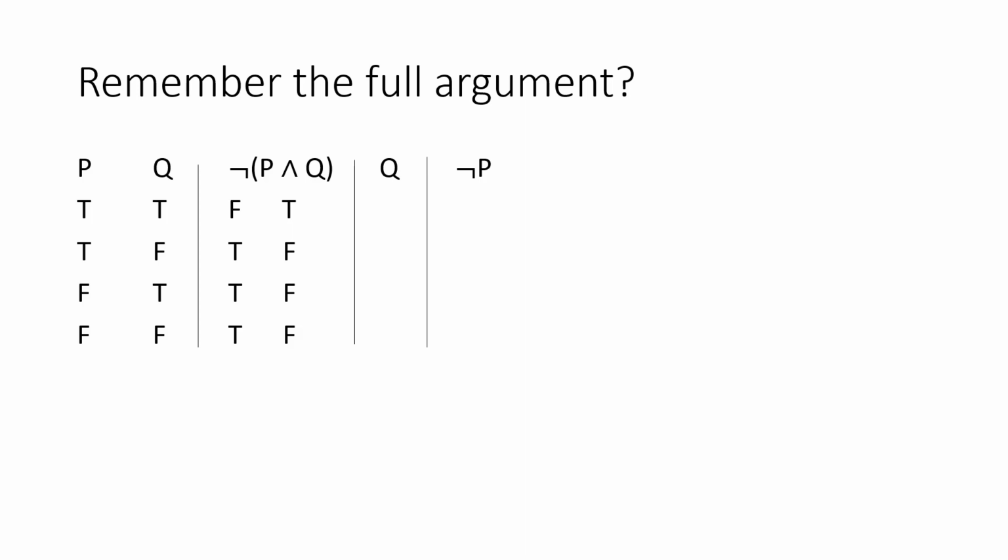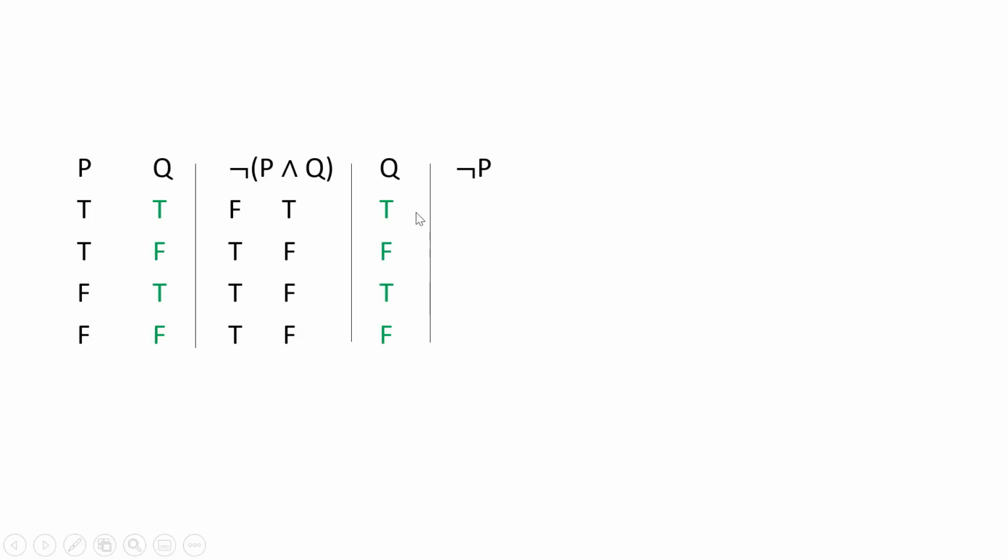I added the other premises here. Remember, the second premise of our argument was Quincy will be at the zoo, and the conclusion was Percy will not be at the zoo. The second premise of this argument is just Q. And over here, where we were keeping track of the possible values for Q, we had that Q could be true or false, depending on P. So I just copied that column over here: true, false, true, false.